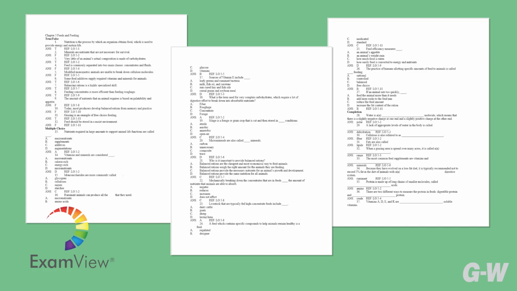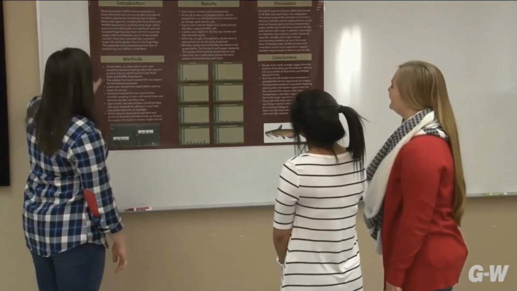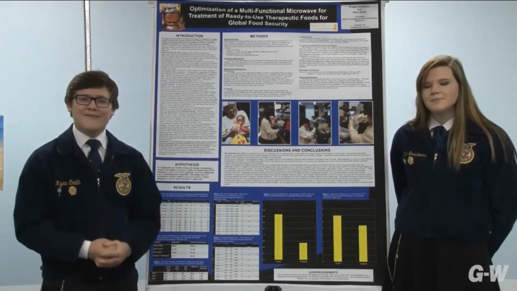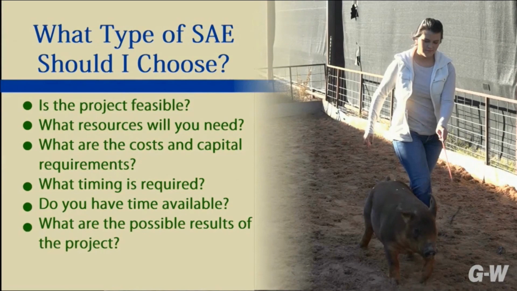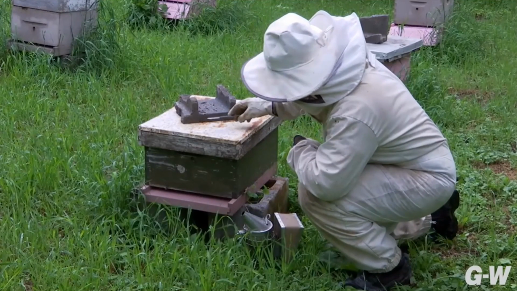Chapter quizzes are available in the online instructor resources with answer keys that can be printed or customized and delivered online using ExamView files. Digital or print, GW Ag resources are built to last you to the end of the year and beyond as students work on supervised agricultural experiences and connect what they're learning to their communities and career plan.